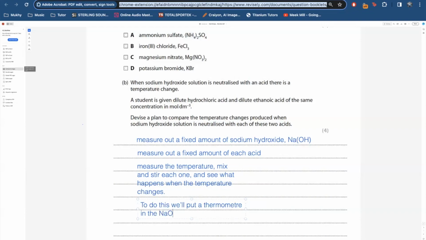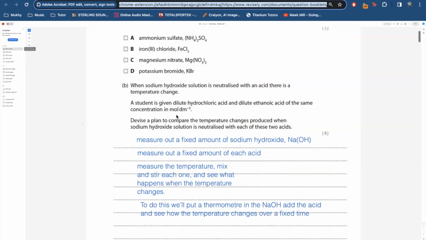In the NaOH, add the acid and see how the temperature changes over a fixed time. Okay? That last sentence is tying everything together. Does that make sense? Yeah, it makes sense. Okay, cool. So don't get bogged down in the details of these questions, which is super, super easy to do. All right, good job.